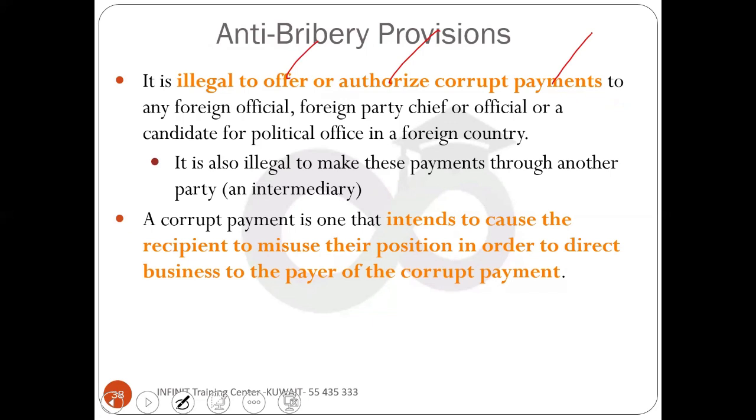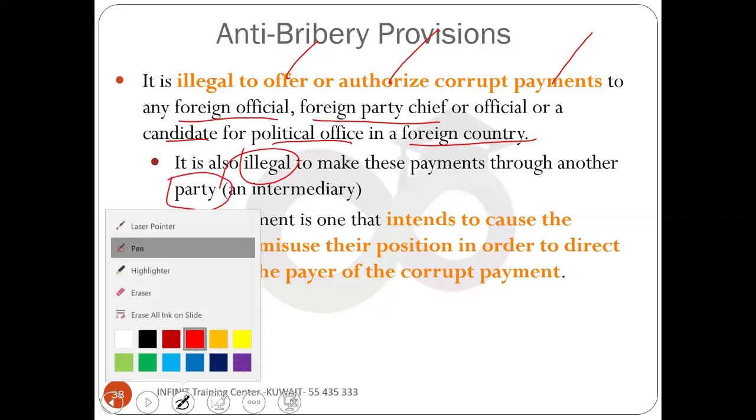It is illegal to offer or authorize an amount, which we consider a corrupt payment, to a foreign official, a foreign party chief or official, or a candidate for political office in a foreign country. So it is illegal to offer them, or to authorize a corrupt payment. It is also illegal to make these payments through another party.